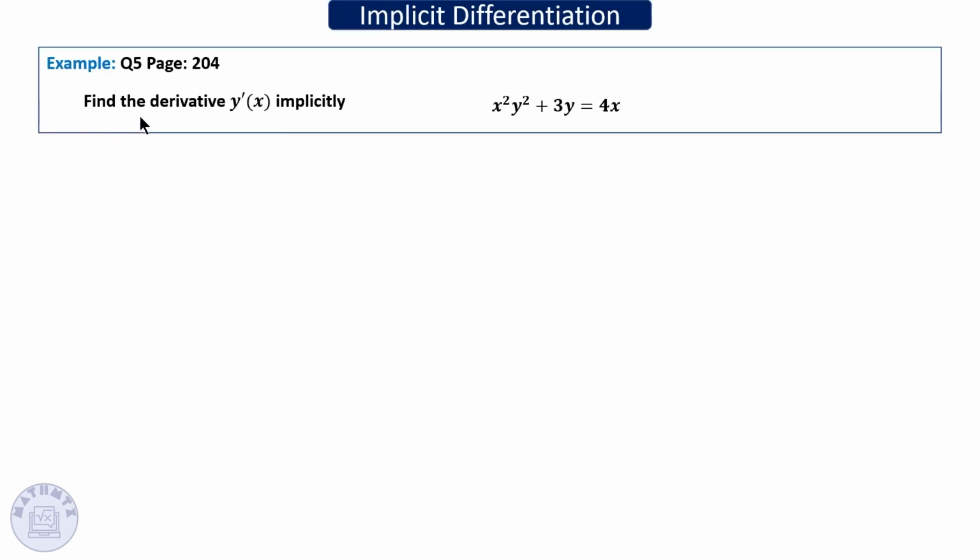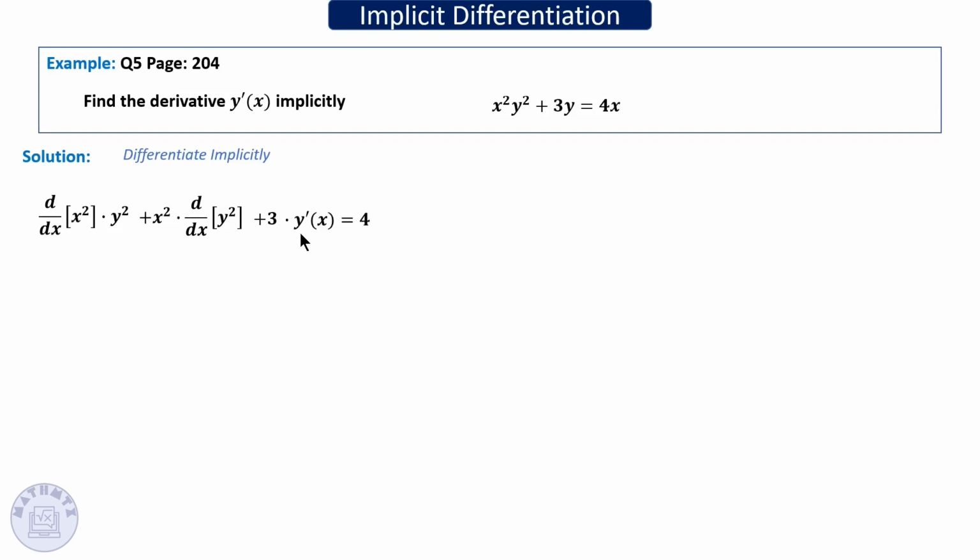Here's an example. Find the derivative y prime implicitly. So the first step again is to differentiate both sides implicitly. And you can see the first term here, we have a product rule. So derivative of the first times the second plus the first times the derivative of the second. Now the second term here involves y, so whenever we differentiate, we need to multiply by y prime of x, equals on the other side, the derivative is only 4.